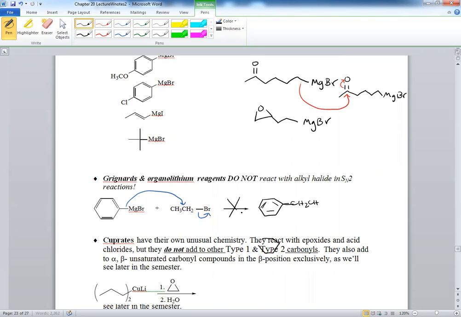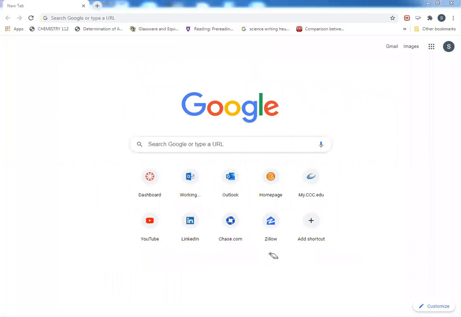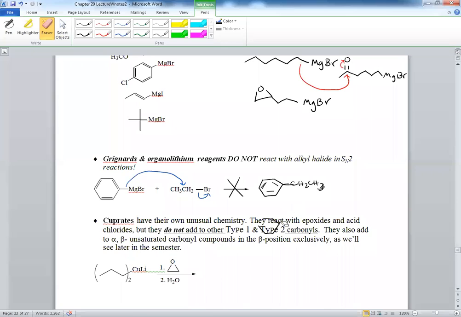Okay, but this reaction does not take place. So make sure you are aware that the reaction does not take place. Very well. Cuprates have their own unusual chemistry.